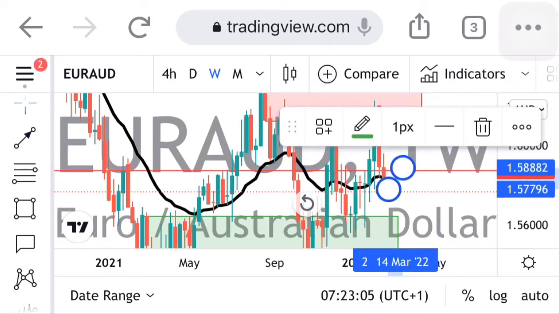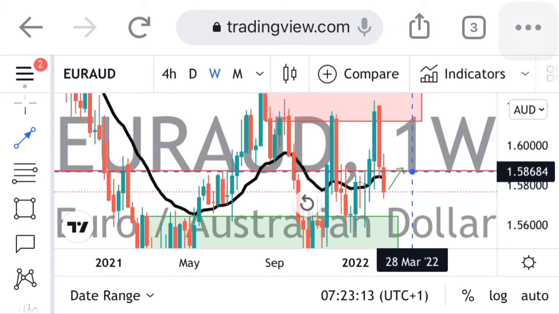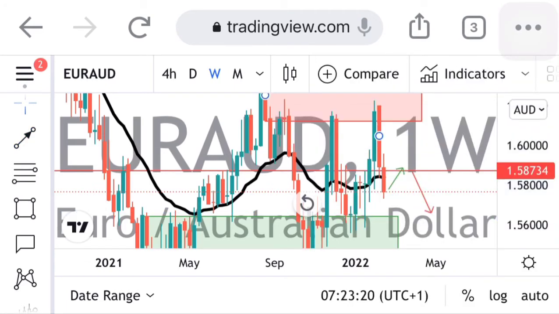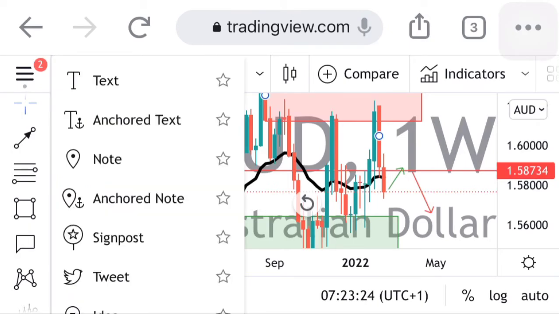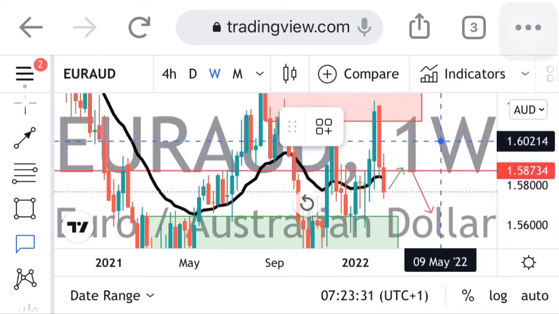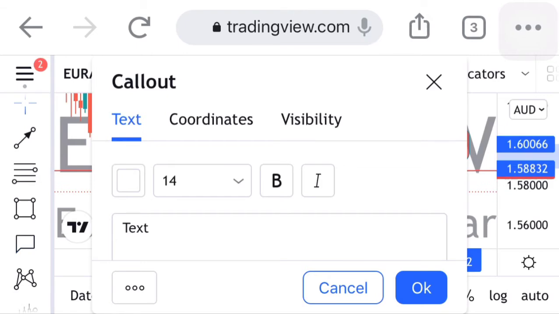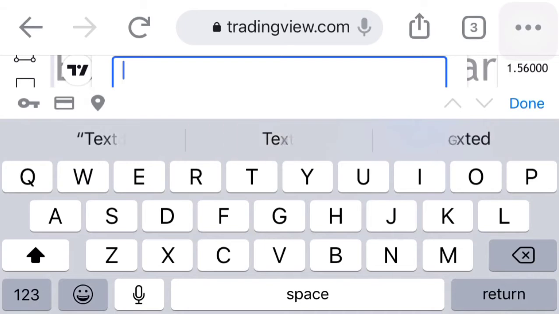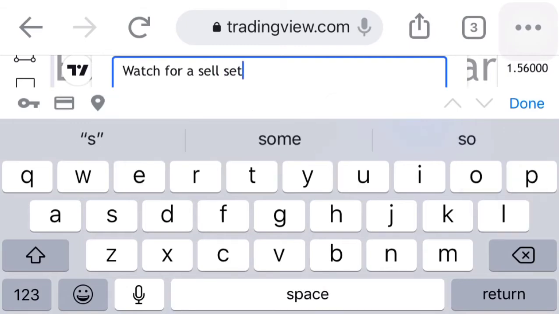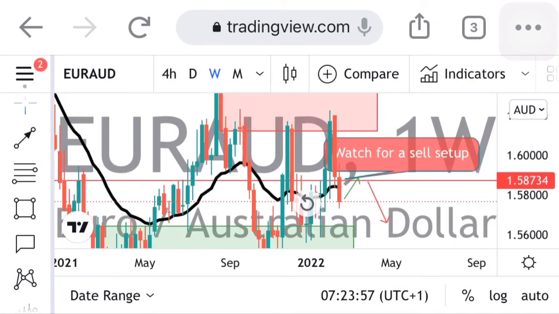Okay, let's use a green line here. Then make a move downwards, right, into this area. So this is what we want to see, right? Now this is what we're gonna do. Gonna add this button, right? Let me use a call out. So this is an area of interest, right? We watch for a sell, right? Watch for a sell setup at this area here.